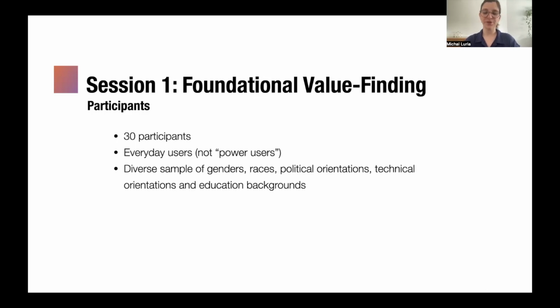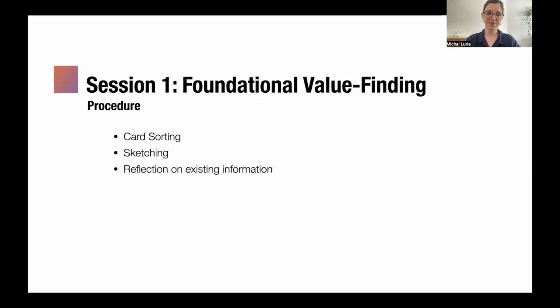These were everyday users, so casual users, not heavy creators. And we attempted to recruit a diverse sample of genders, races, political orientations, technical orientations, and educational backgrounds. In the procedure, we had 3 design activities that we asked participants to go through.